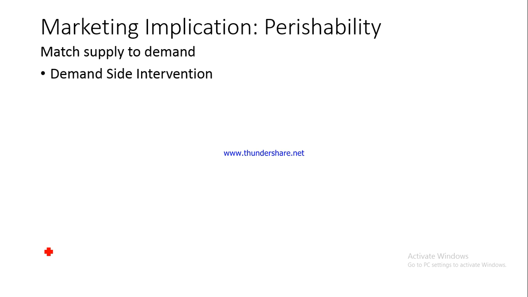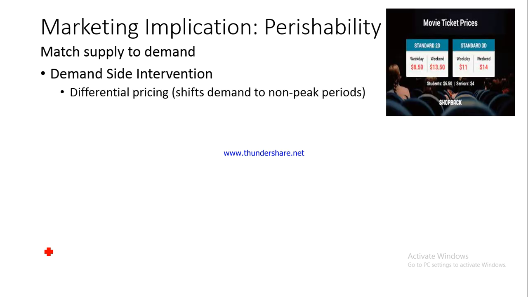How do you control, or how do you somehow influence the demand? These kind of actions are known as demand side interventions. What do we do for this? Differential pricing shifts demand to non-peak periods. Now what happens here, please understand, movie ticket prices, and this I have taken from an American movie theater chain. So they have a look at the prices, $8 on Wednesday and $13 on weekend.